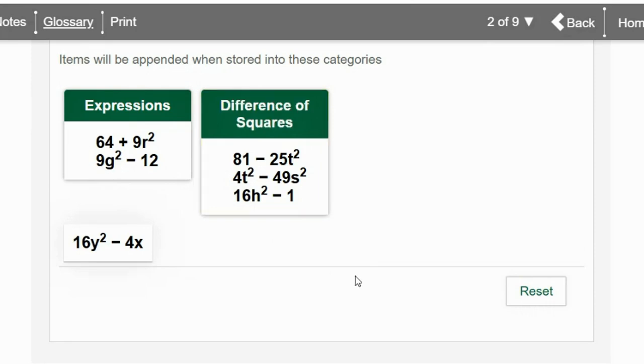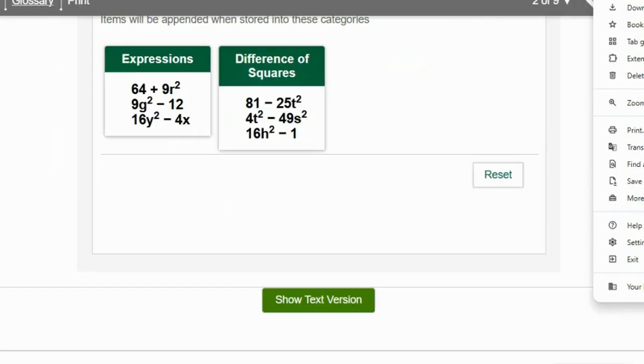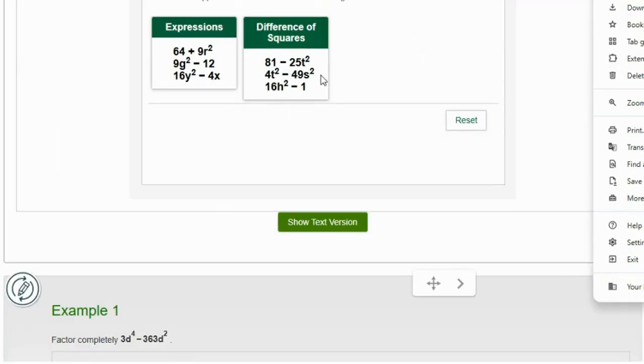Great job. How about 16y squared minus 4x? Oh, I'm seeing quick response on that. Well, 16 is 4 times 4, and y squared is y times y. So 4y, and 4 is a square. It's 2 times 2, but that's just an x. That's not an x squared. So good job. All right. You guys nailed that. So I think you got a good concept of what a difference of squares looks like.